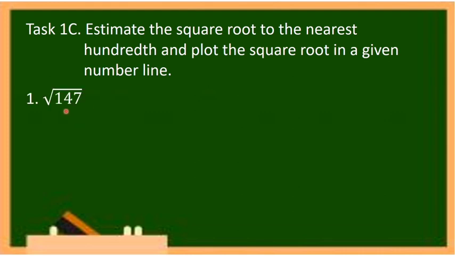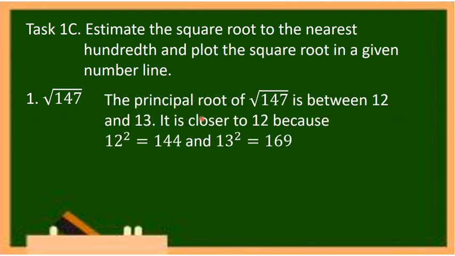So we are given the square root of 147. The principal root of the square root of 147 is between 12 and 13. It is closer to 12 because when we get the square of 12, or simply 12 times 12, it is equal to 144. And the square of 13, or 13 times 13, is equal to 169. And 147 is closer to 144 than 169. So therefore, the square root of 147 is closer to 12.